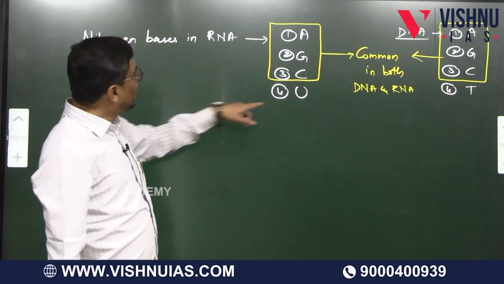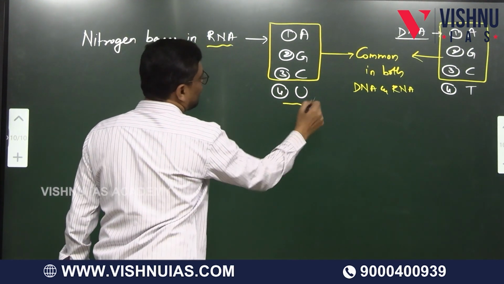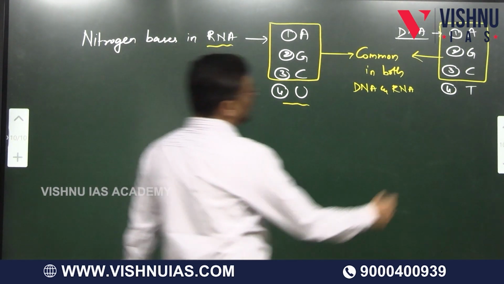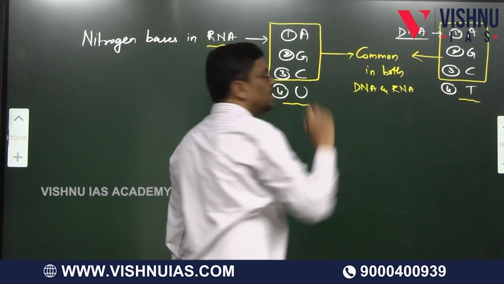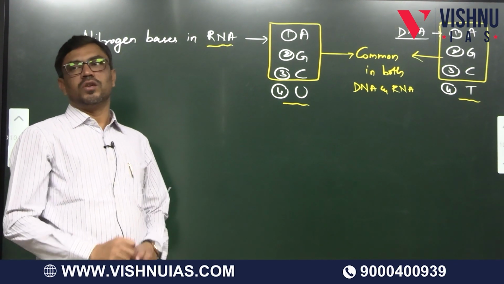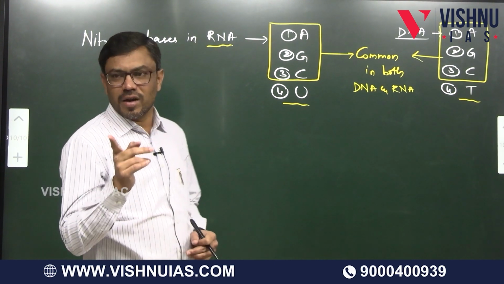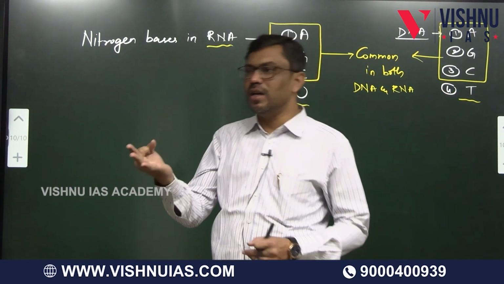But uracil is present exclusively in RNA, whereas thymine is present exclusively in DNA. This you have to remember. Is it clear? So totally, nitrogen bases are purines and pyrimidines. Purines are adenine and guanine. Pyrimidines are cytosine, thymine and uracil.